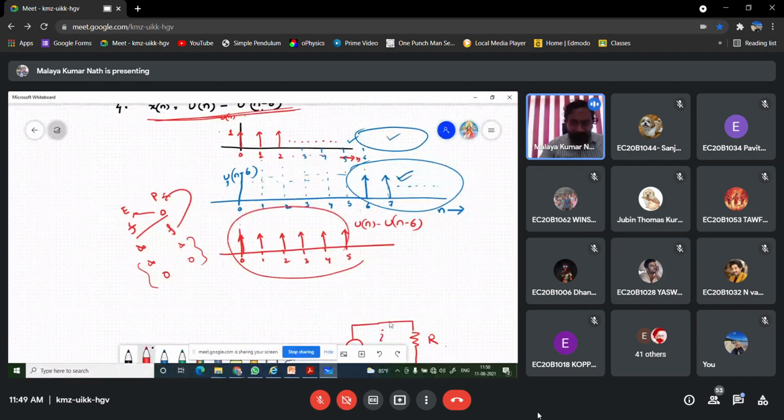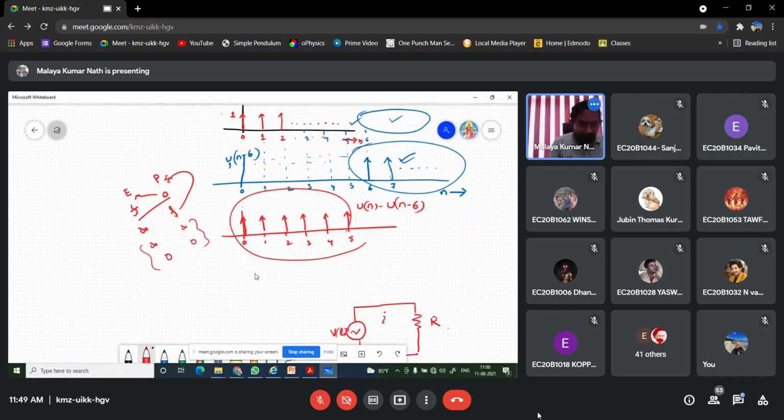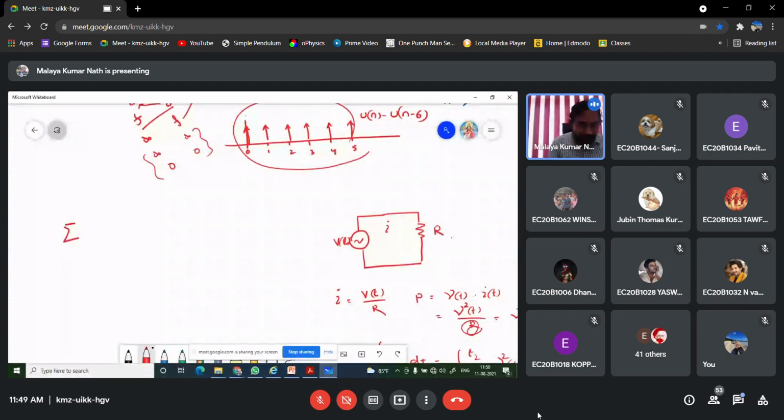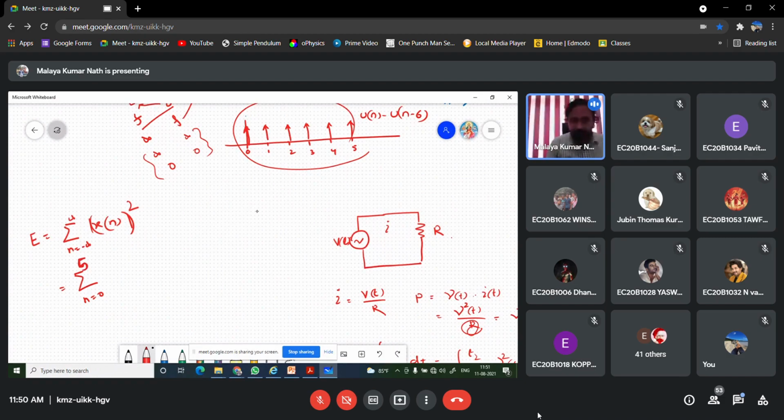Now, what will be the energy of this signal? How to calculate your energy? According to the formula, your energy will be represented as the summation from n equal to minus infinity to infinity of x[n] whole square. So that means it consists of 6 samples. It will start from n equal to 0 to how much? 5. Because it is only up to 0 to 5. So 1 square, so this will be equal to 6.